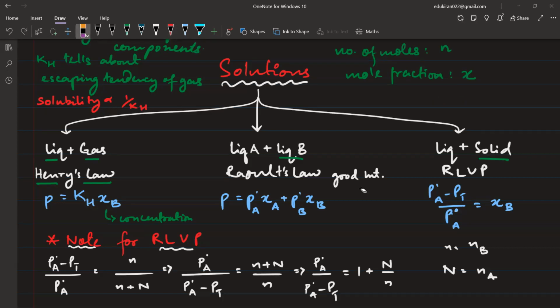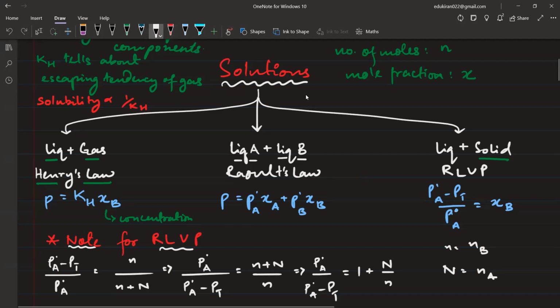Now, moving on. This is about liquid and gas solution, which is explained by Henry's law. Next, we have the solution in which both of the components are liquid. We have liquid A and we have liquid B. These types of solutions are explained by Raoult's law.